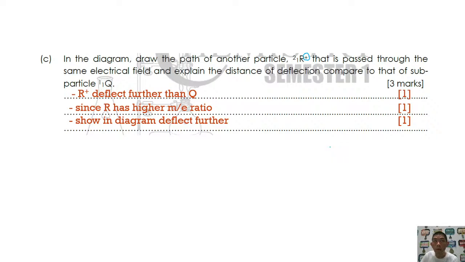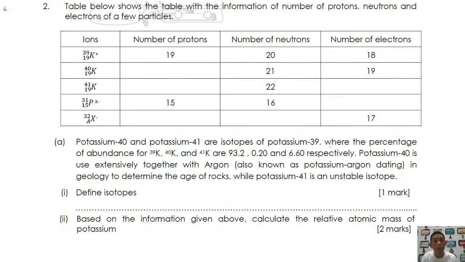So I've explained about the factors that will determine the distance of deflection. Hopefully you'll be able to understand better. So with that, that is for question number 1. Let's have a look at question number 2, shall we? The table below shows the information of the number of protons, neutrons, and electrons from a few particles. So question A sounds like this.